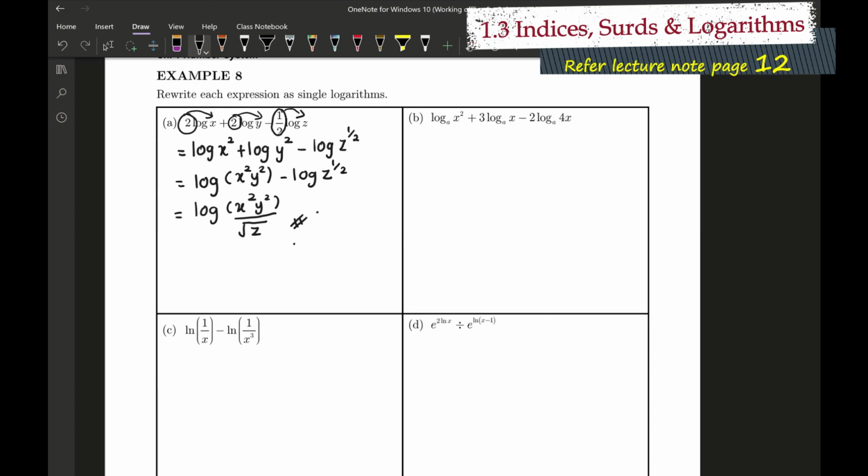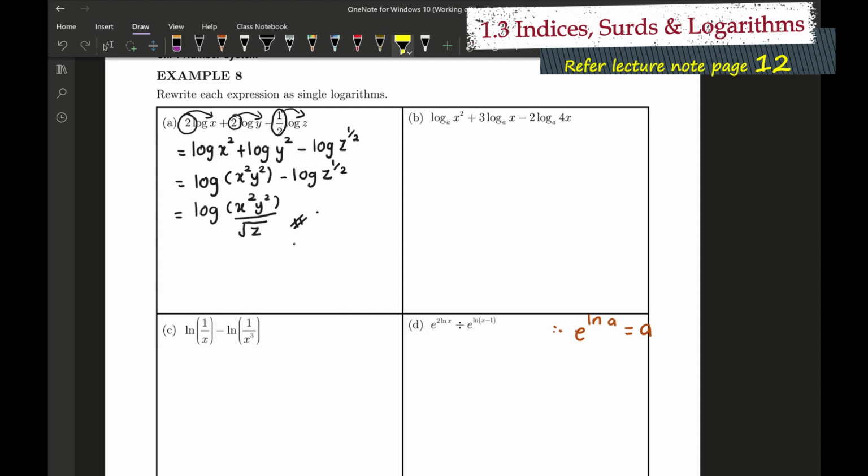Okay, very simple. That's for A. Now we go to D. For D, please write this down. It is very important to write this down. We are going to use this properties.